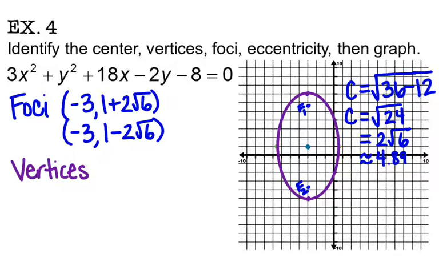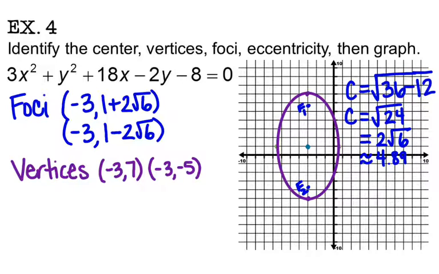Next, for the vertices, since we went left and right a strange number, approximately 3.46, we're going to go back to that simplified radical to write those vertex points. Okay, so I'm going to get the up and down ones first since they're whole numbers. Those would be at (-3, 7) and (-3, -5).